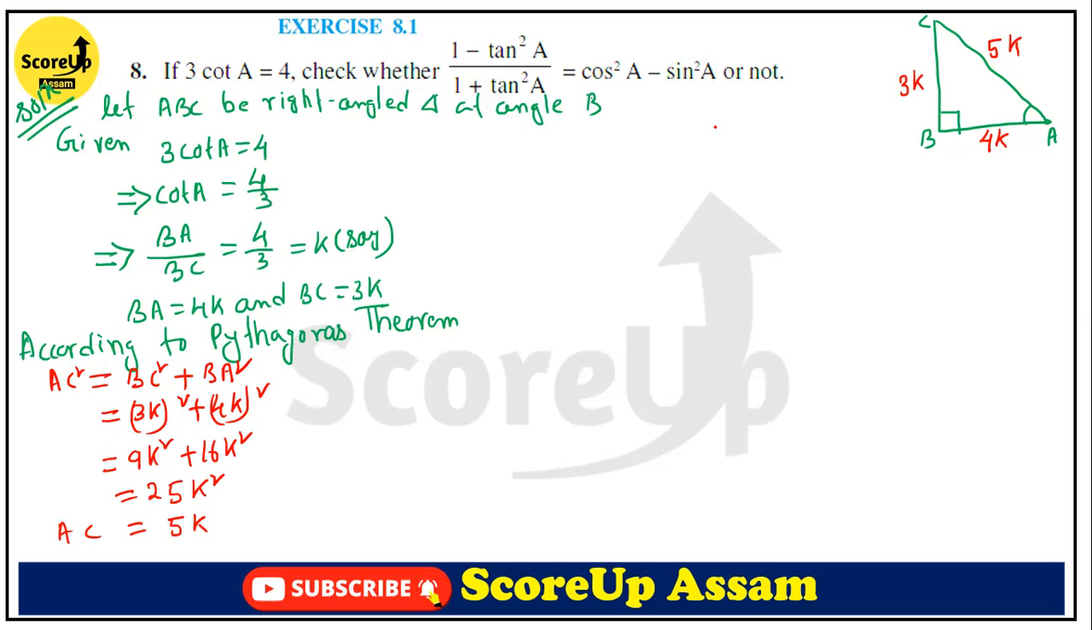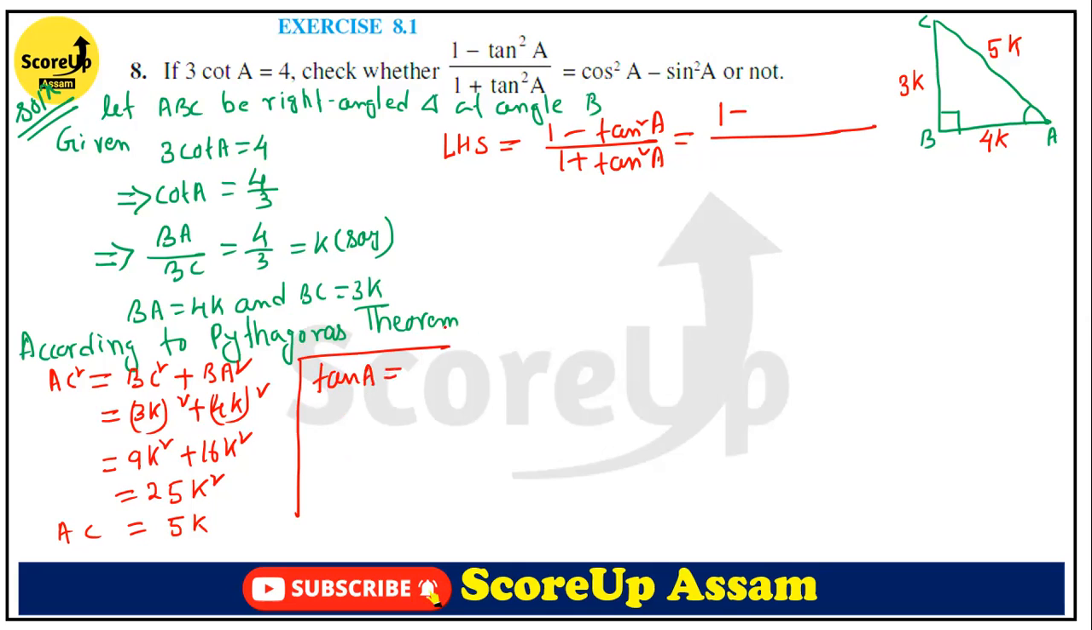Okay. Now LHS. What is our LHS? It is 1 minus tan square A by 1 plus tan square A. Now let's just put the value of tan in this. So we have not found the value of tan. So here tan A is what? Tan A is perpendicular by base. That means thrice k by 4k. That means ultimately it is 3 by 4.